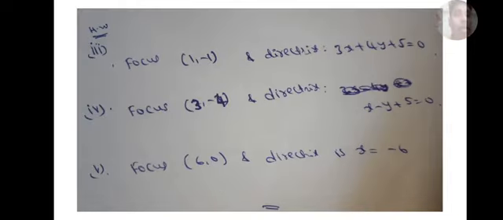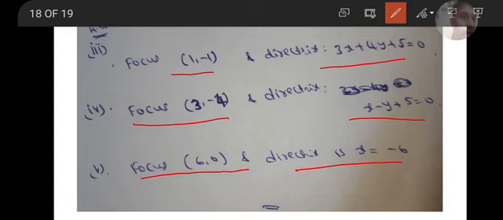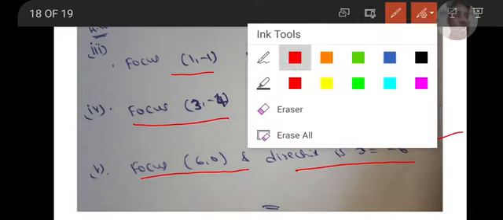Next, homework problems. Focus is (1, −1) and directrix is 3x + 4y + 5 = 0; focus (3, −4) and directrix is x − y + 1 = 0; focus (6, 0) and directrix is x = −6. Okay, do the homework problems.